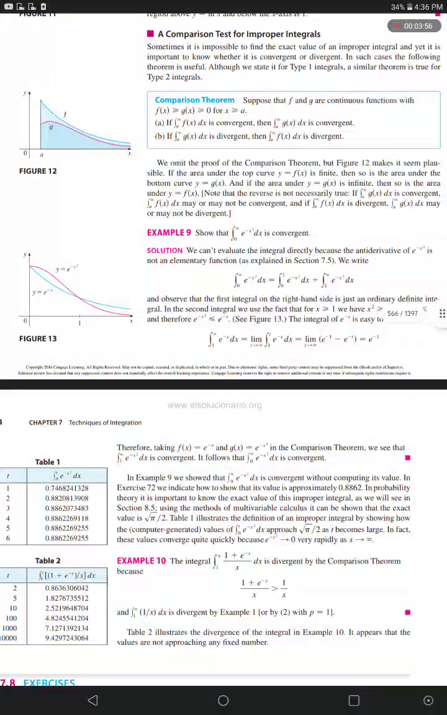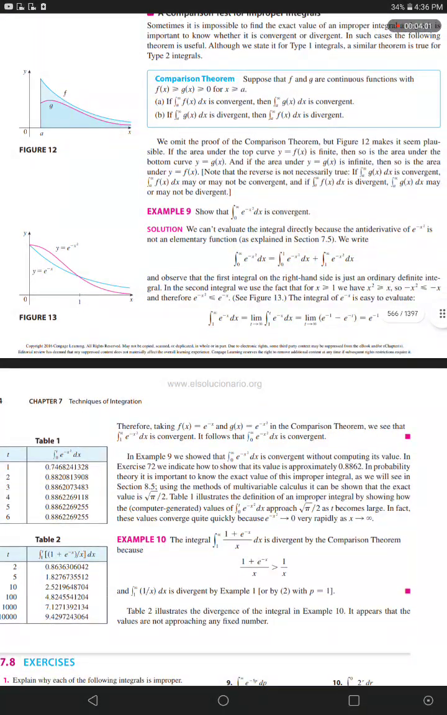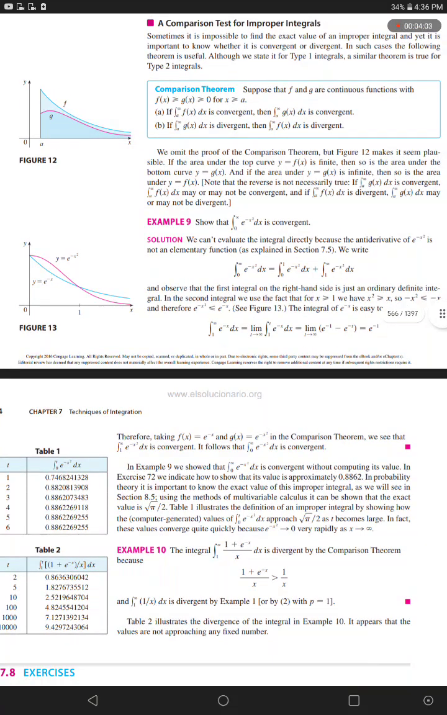A comparison test for integrals. Sometimes it is possible to find the exact value of an improper integral, and yet it is important to know whether it is convergent or divergent. In such cases, the following theorem is useful.